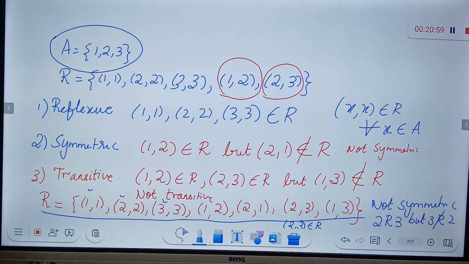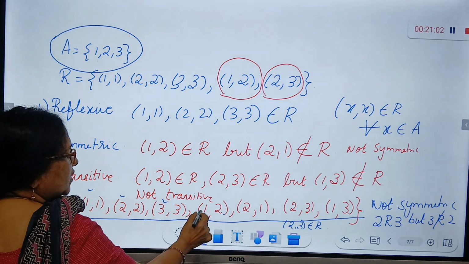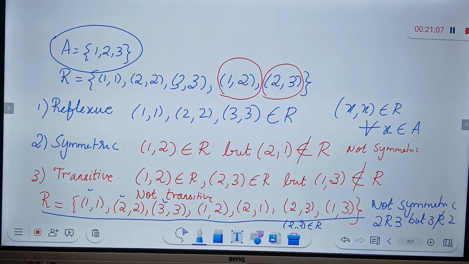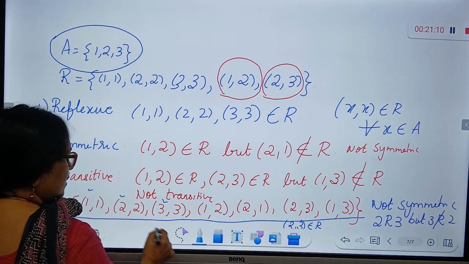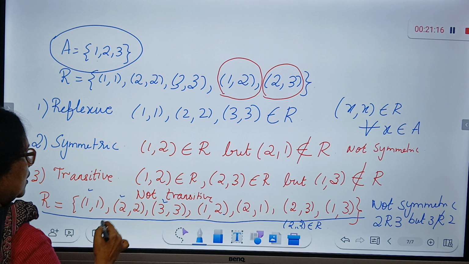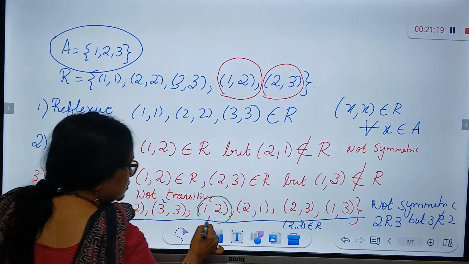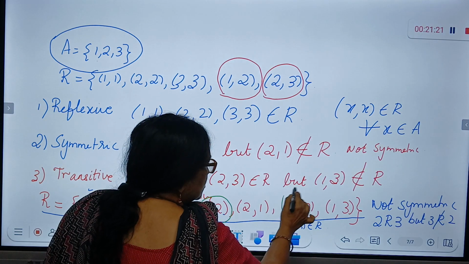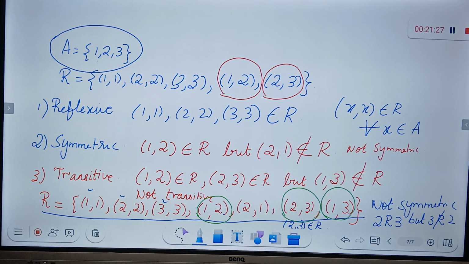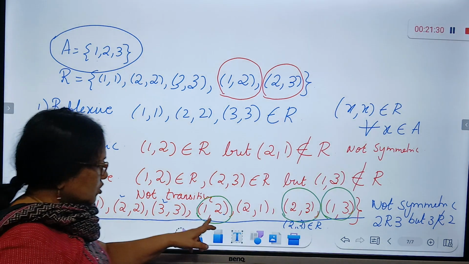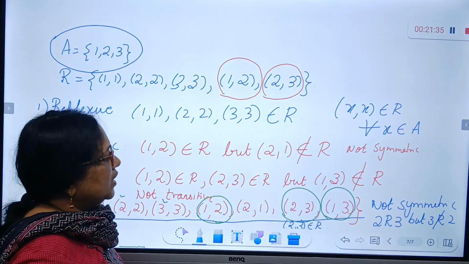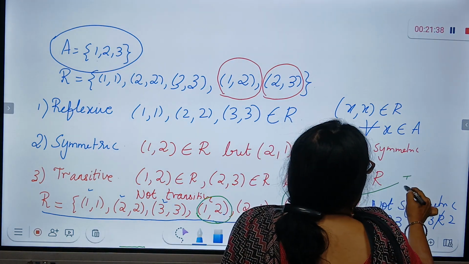Now what about transitivity? So now you see that 1 is related to 2, 2 is related to 3, therefore 1 is related to 3. Right? Let me use another color. Now, 1 is related to 2, 2 is related to 3, 1 is related to 3. Therefore, (1, 2) belongs to R, (2, 3) belongs to R, and (1, 3) also belongs to R. Therefore, it is a transitive relation.